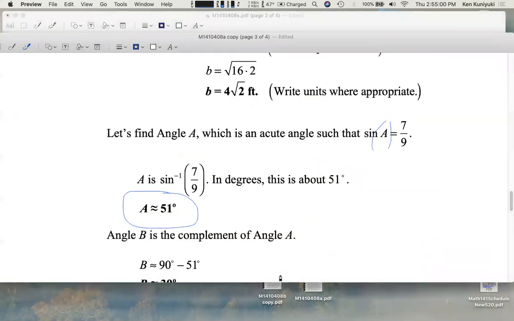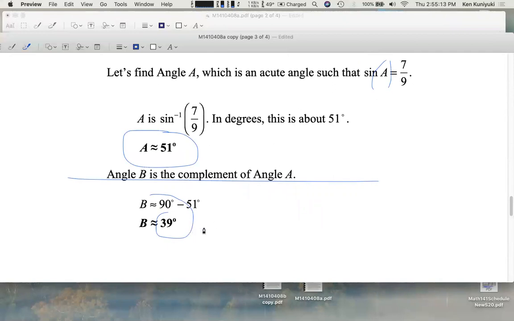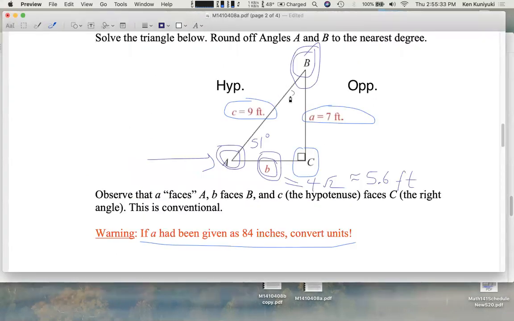Either way, remember angle B is the complement of angle A. Either way, angle B will have measure about 39 degrees. Be careful because many students might say 49 degrees because they might think percent. It's true that 51% plus 49% is 100%, but we're thinking degrees here. 51 degrees plus 39 degrees is 90 degrees. So be careful. We want these to add up to 90 degrees, not 100 degrees. So angle B is 39 degrees to the nearest degree.